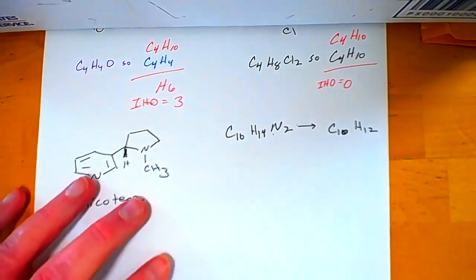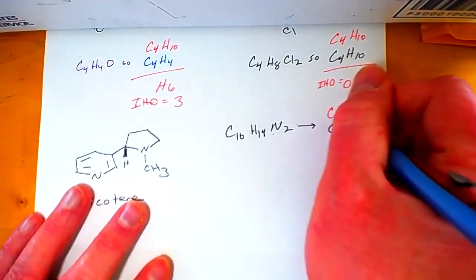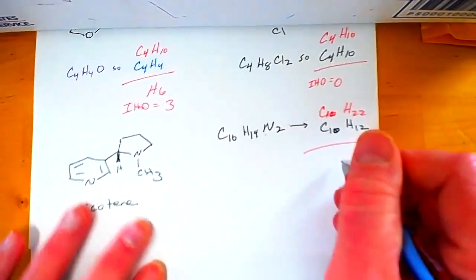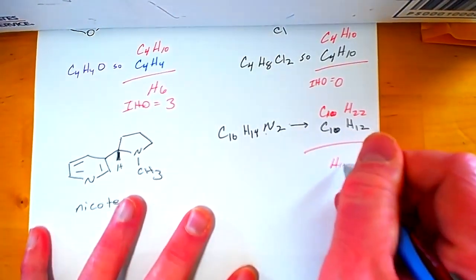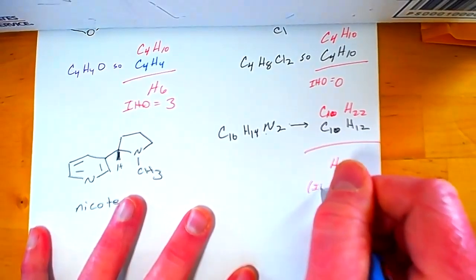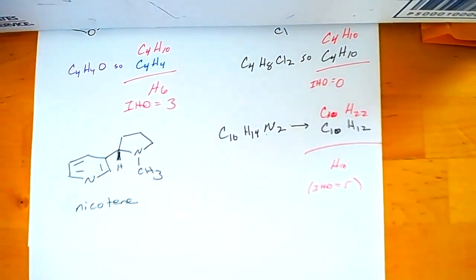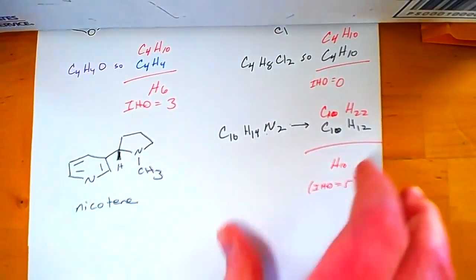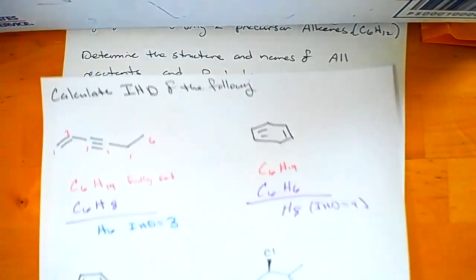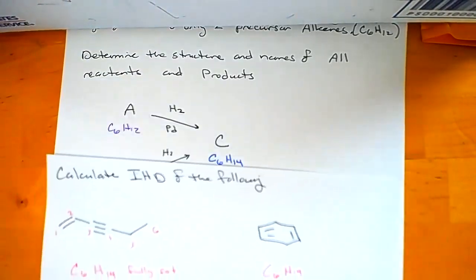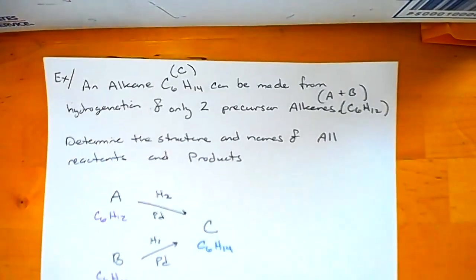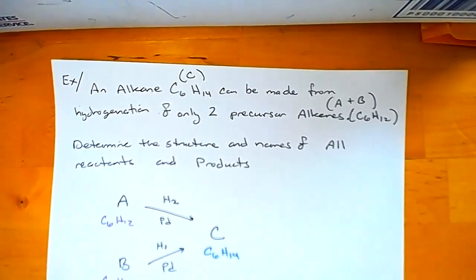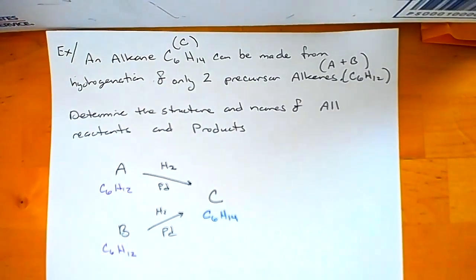The fully saturated system would be C10H22, and the difference would be 10 hydrogens, which gives an IHD equal to 5. So you've got 2 rings and 3 pi bonds, an IHD of 5. That may seem kind of trivial, but it is actually useful when you're trying to elucidate structures of unknown molecules, like this question right here.